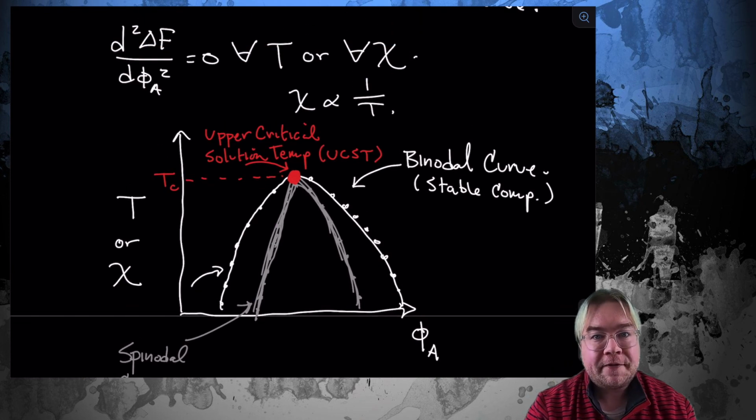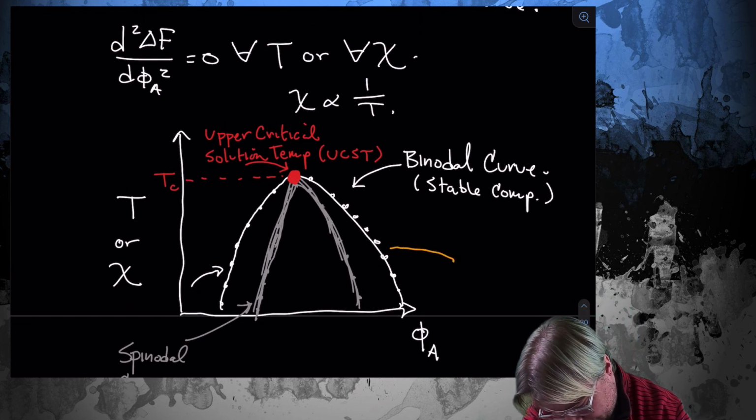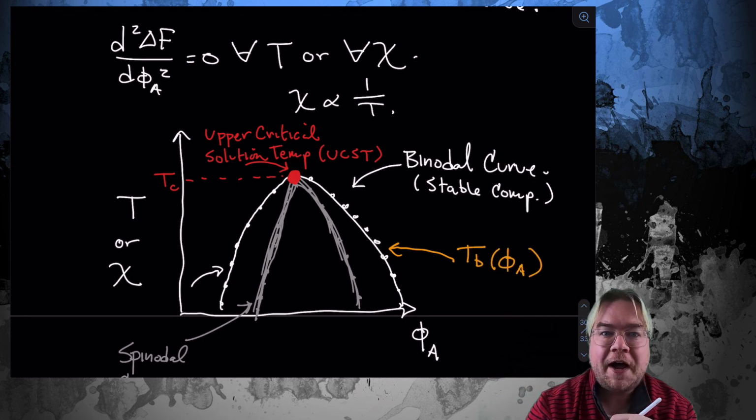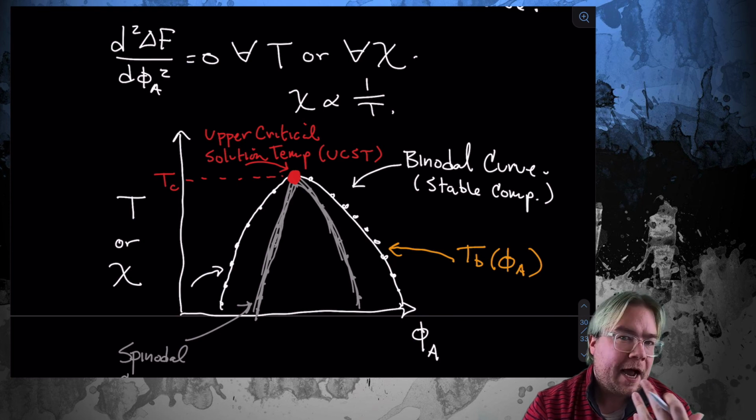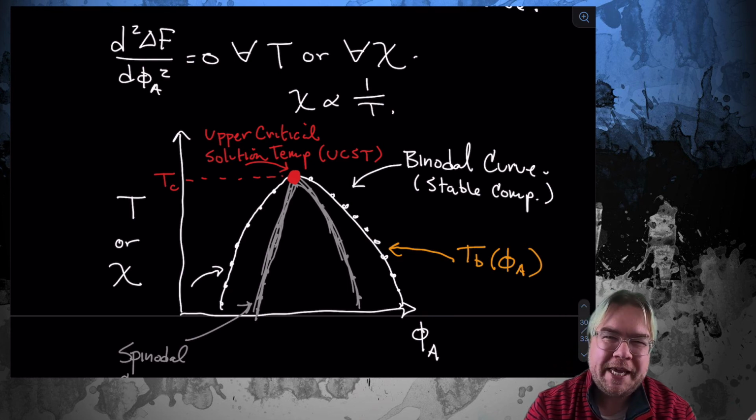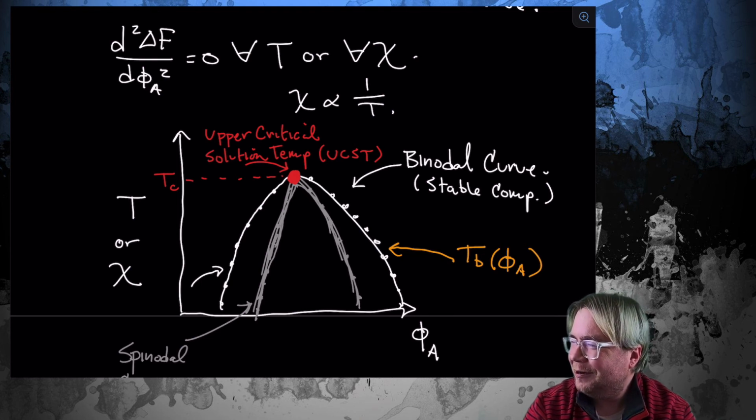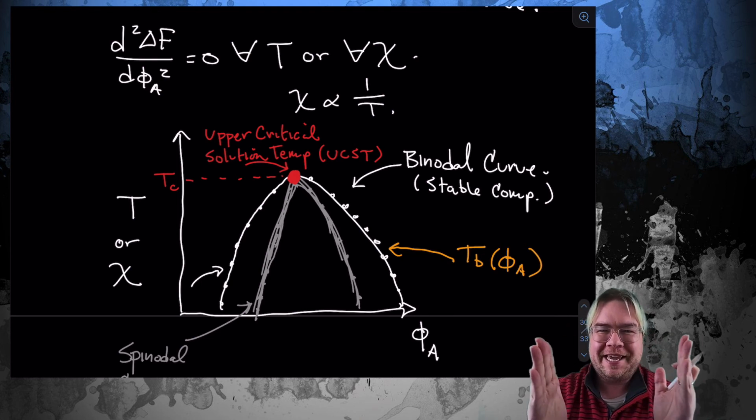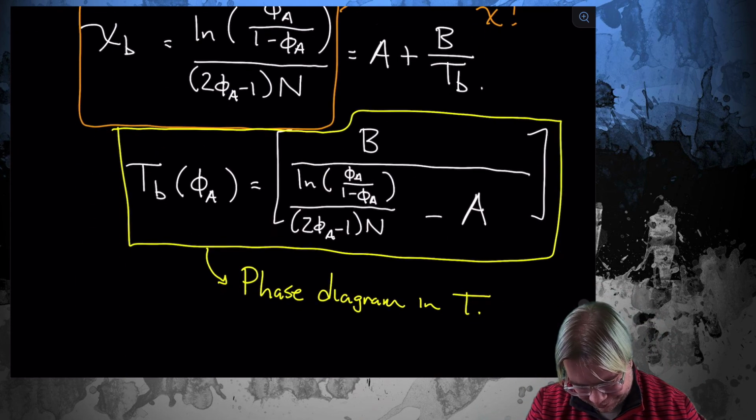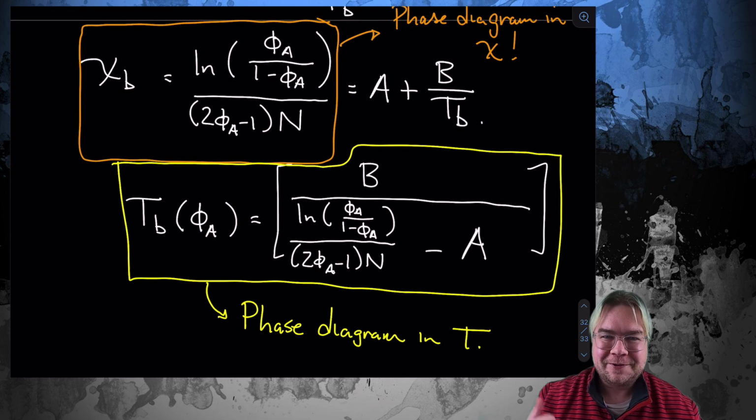So in terms of this graph here, this line will be T binodal as a function of phi A. That's what I've just solved for. That's how those points are moving with respect to temperature. Or what those points would be. How do I want to say this? What the binodal points are going to be at any temperature. That's what that curve is giving me. So that's what I just solved for here.